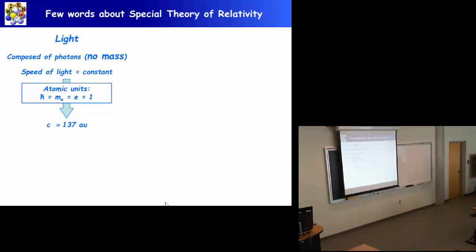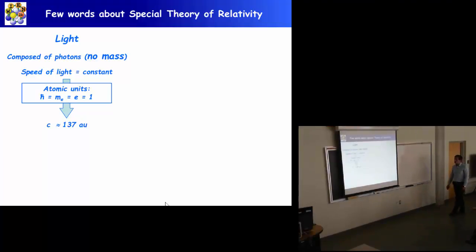Light, as you know, is composed of photons, and has no mass. If you look at light, you have a speed which is a constant value, and if you express the speed of light in atomic units, you will obtain this number, which is 137 atomic units.